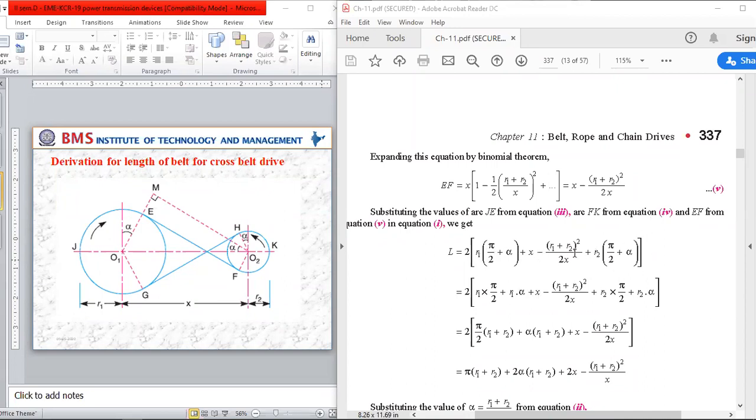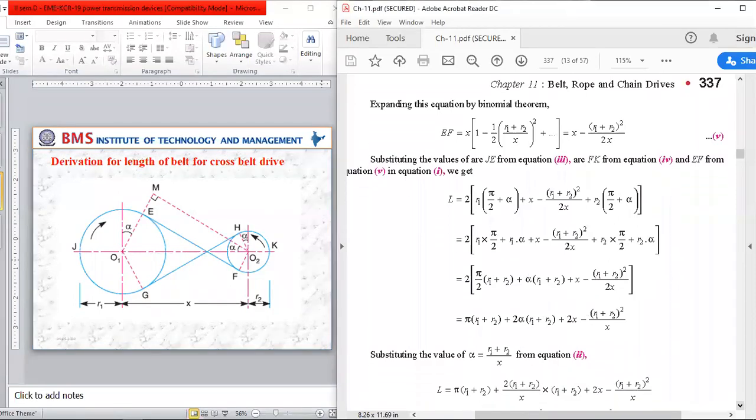Then segregate the terms based on the common value. Pi by 2 is common in these two cases, so I'll take out pi by 2 common, and I'm going to get R1 plus R2. Similarly R1 alpha is common in these two cases, so I take out the alpha and get R1 plus R2, plus X minus R1 plus R2 whole square by 2X. Now we know that alpha is equal to R1 plus R2 by X. So substitute the alpha value in this equation.